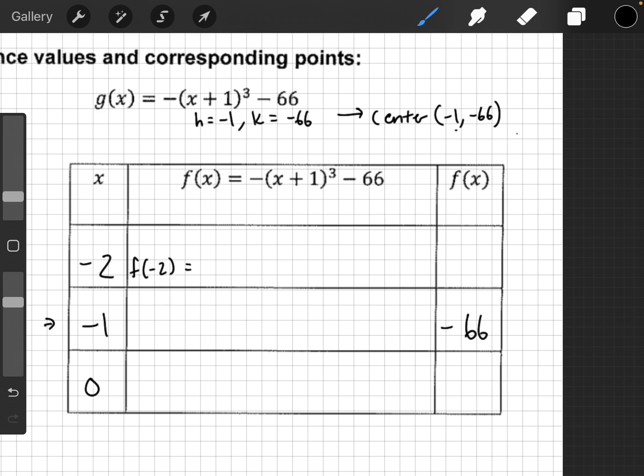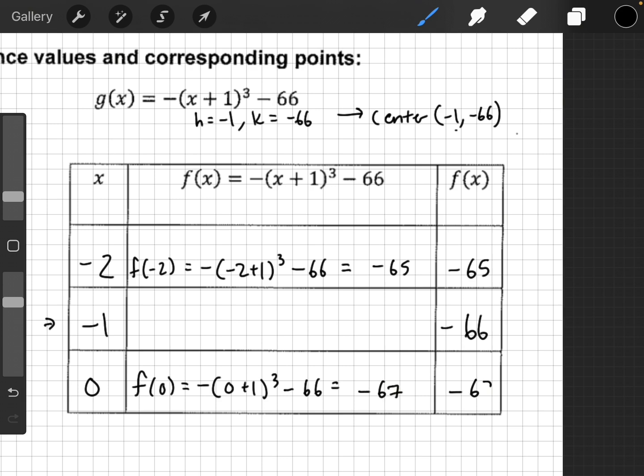So f of -2 equals (-2 plus 1) to the power of 3 minus 66, which equals -67. And f of 0 equals (0 plus 1) to the power of 3 minus 66, which equals -65.